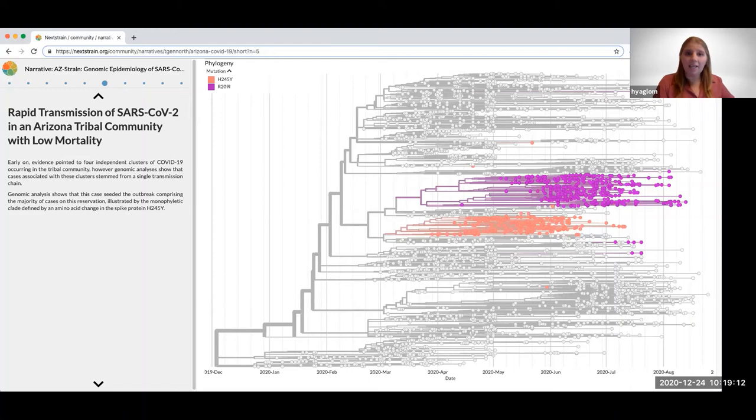The tribe's index case was a healthcare worker who had recently traveled to Phoenix and experienced an onset of fever and cough on March 25th, but continued to work. Genomic analysis shows that this case seeded an outbreak on this reservation, with cases comprising the clade colored in pink. This clade, or group of closely related strains, is defined by an amino acid change in the spike protein, H245Y. A second clade, colored in purple, contains another group of cases in this tribal community. Sequences in this group are defined by a second unique mutation, R209I. Let's explore this pink clade further.